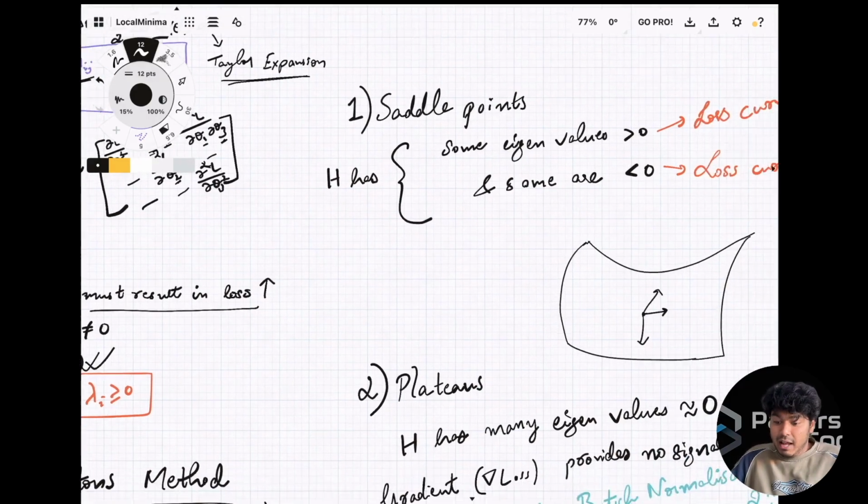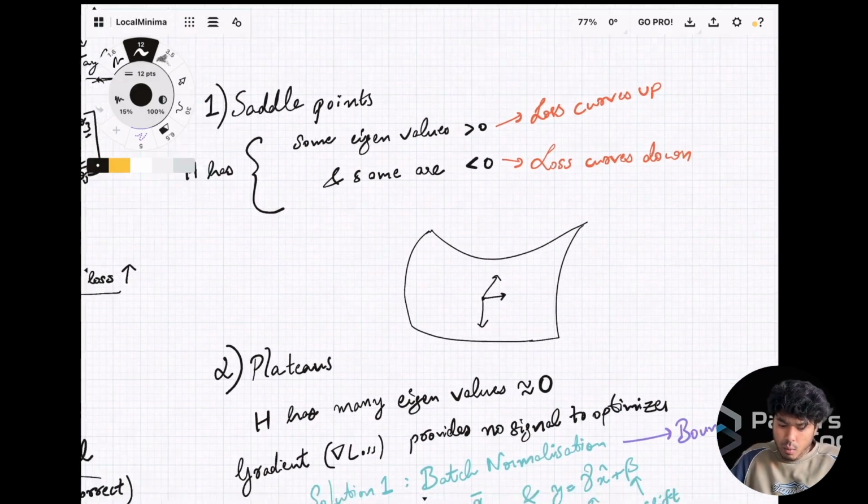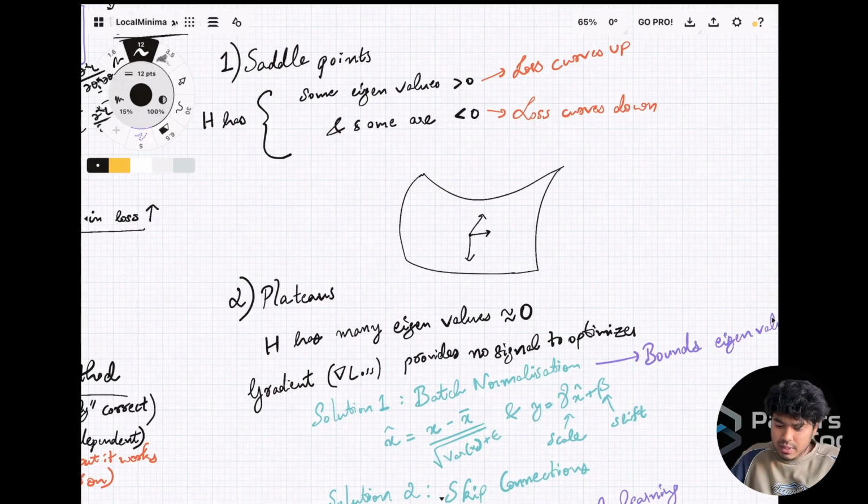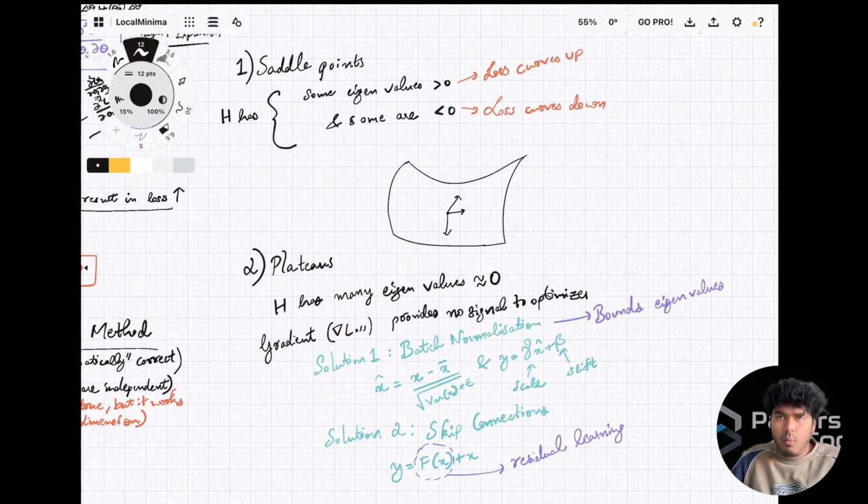Now, if local minimas don't exist, then sometimes we see the loss getting stuck, right? So what are those points, and what are these other things that exist if local minimas don't exist? There are two things that we need to look at here. The first thing is saddle points, and the second thing is plateaus, however you pronounce that word. So let's say your Hessian matrix has some eigenvalues greater than zero and some eigenvalues less than zero.